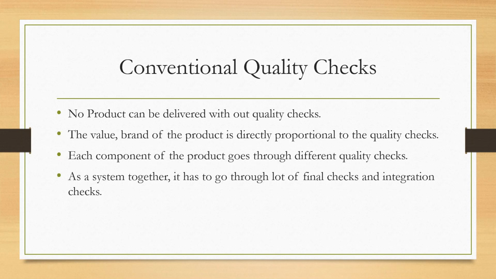If you look at any product, there are multiple parts and multiple components in that product. Before the product is validated altogether as a system, each component has to be validated, and then those components have to be assembled together, and those assembled components have to go through integration checks, and then finally the product has to go through a complete system check. That is the same process followed in the software industry.